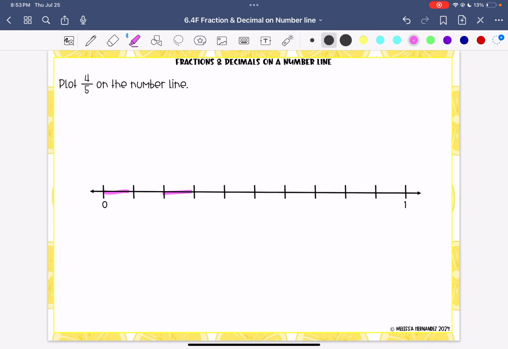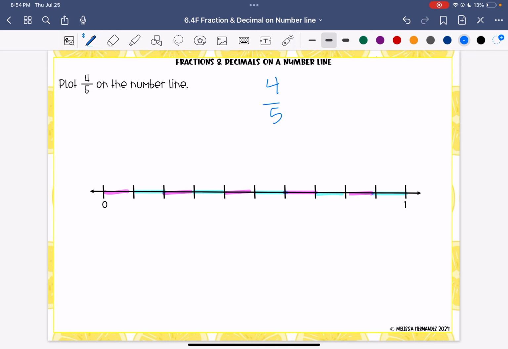Now, 4 is the part, 5 is the total. So I always like to see what's my total. So I have 1, 2, 3, 4, 5, which I covered half of them. So that means 6, 7, 8, 9, 10. Okay, so it's out of 10 is my total.